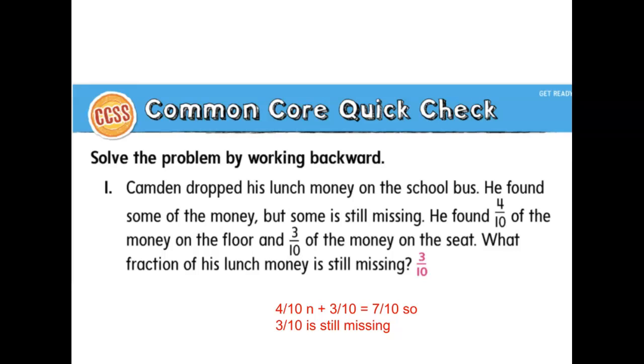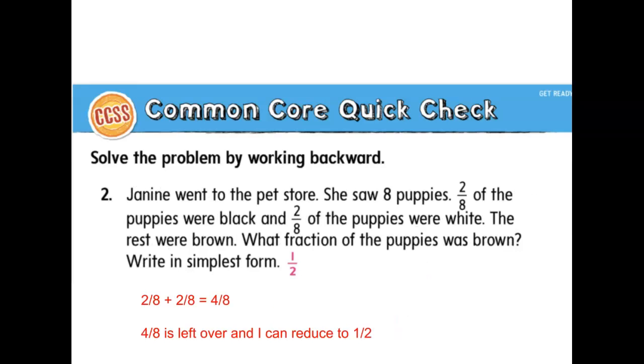Well, let's go back and think about this. 4/10, that means he had 10 coins, okay, in his pocket that's missing. He found 4 of them on the floor and 3 of them on the seat. So 4/10 plus 3/10 equals 7/10. So what's still missing? 3/10. Okay, and always think about what your whole represents. In this case, 10 would be the number of coins that he's missing.